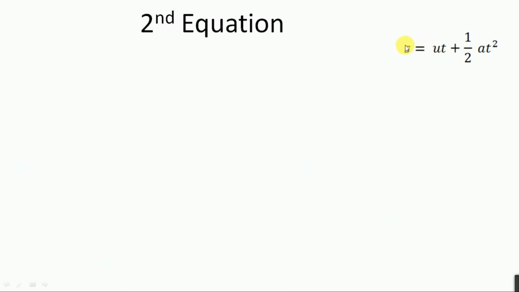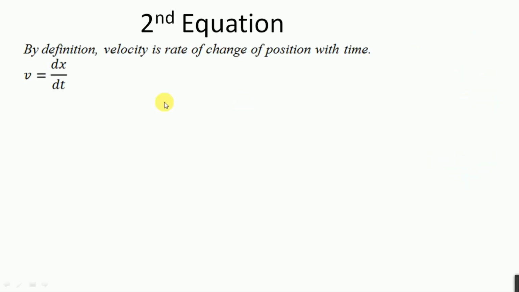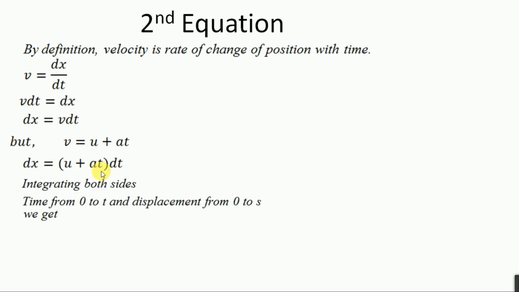In the second equation we have displacement, so we'll use the formula with displacement, that is v is equal to dx upon dt. By definition velocity is the rate of change of position with time. Now I'll multiply dt to this side and rearrange the equation. We don't have v in the second equation, so I'll put in the value of v from the first equation. Using the first equation, v is equal to u plus at. So now for v I am writing u plus at.